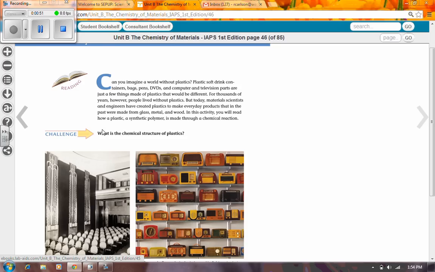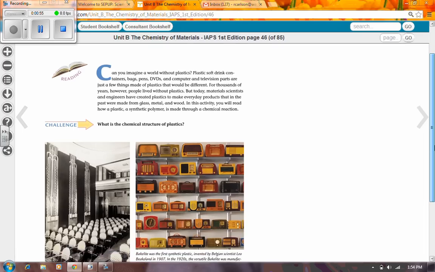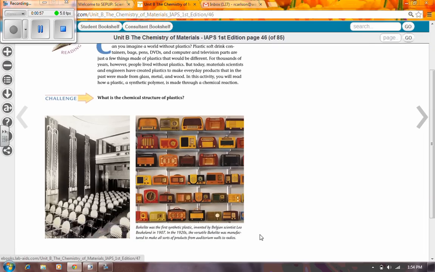So our challenge is, what is the chemical structure of plastics? And on the bottom here it says, Bakelite was the first synthetic plastic invented by a Belgian scientist named Leo Baekeland in 1907. In the 1920s, the versatile Bakelite was manufactured to make all sorts of products from auditorium walls to radios.